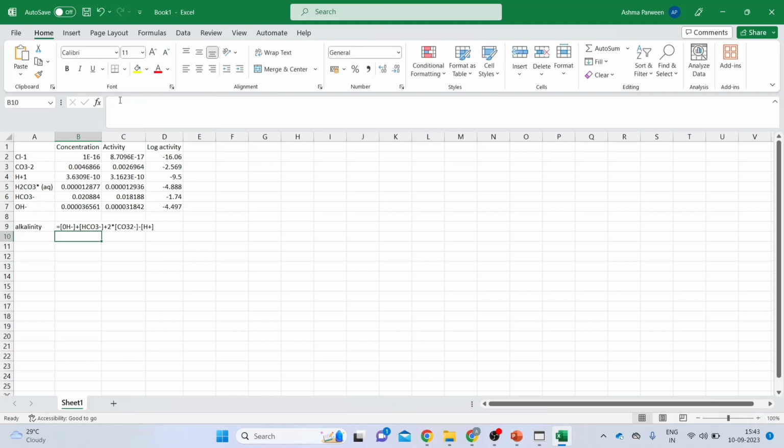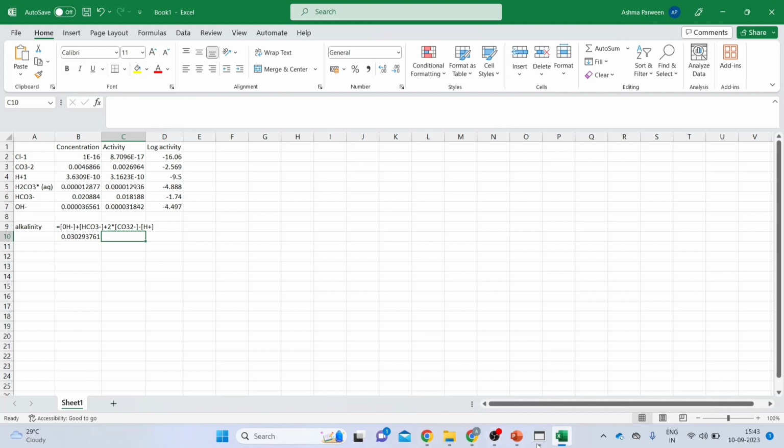So this is the alkalinity. Let's find out what will be the alkalinity. We have to calculate [OH-] plus [HCO3-] plus 2 times [CO3 2-] minus [H+]. So this is the overall alkalinity in equivalents per liter. So we got the alkalinity of the first water.